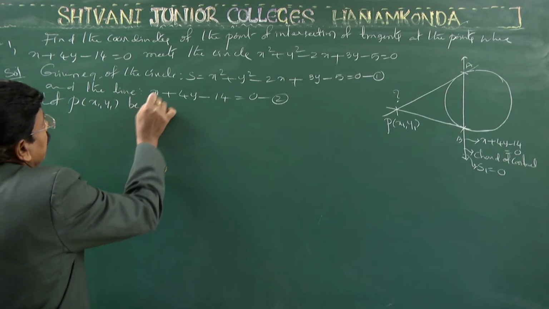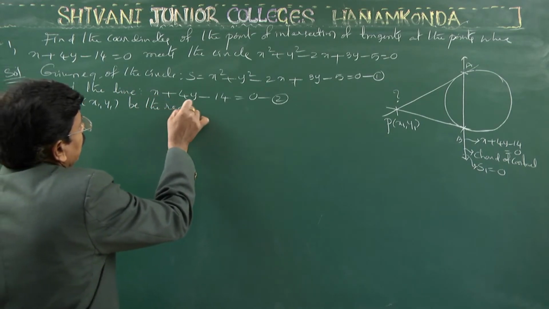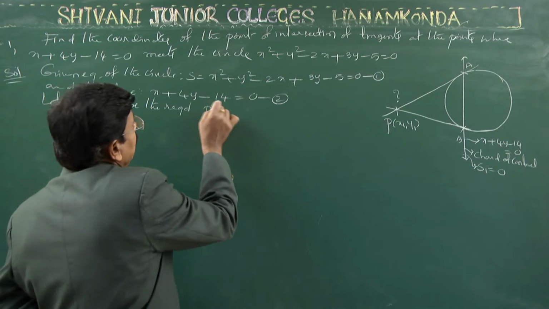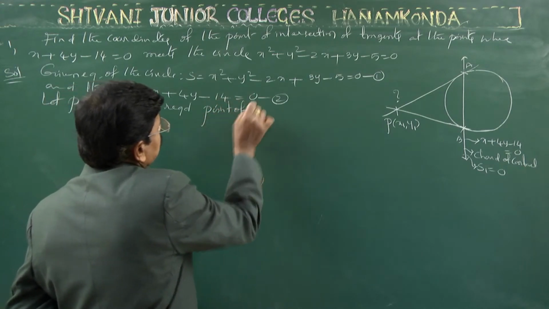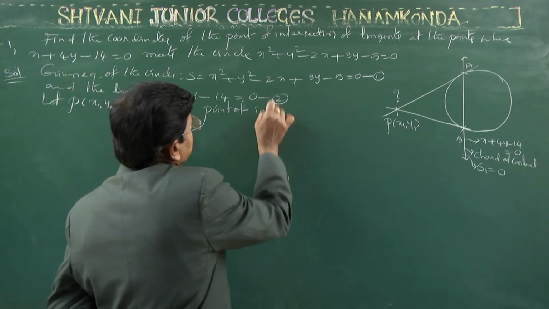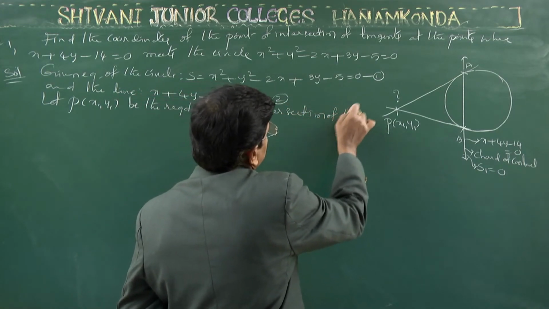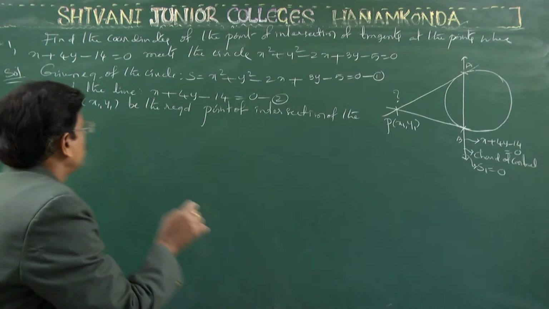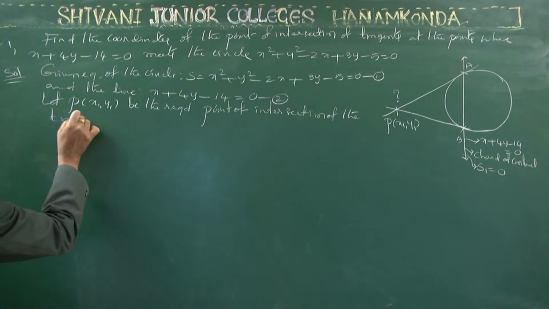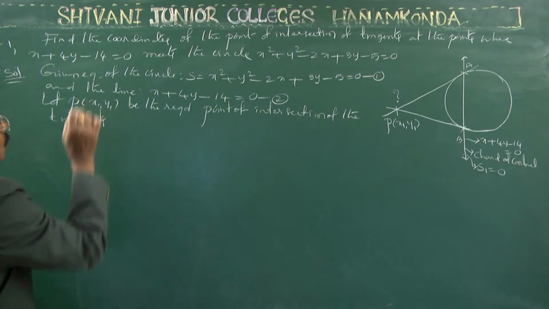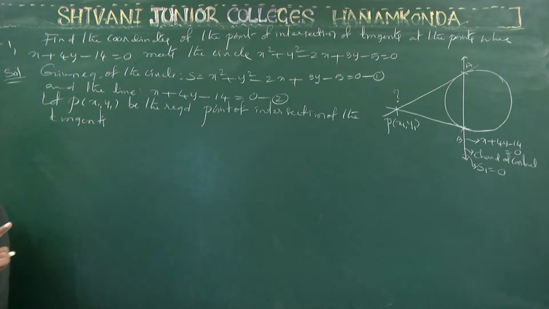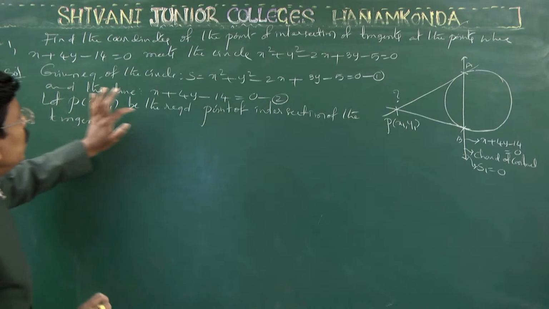Let P be the required point of intersection of the tangents drawn at A and B. Okay, fine. Next we have the result, so you know very well.